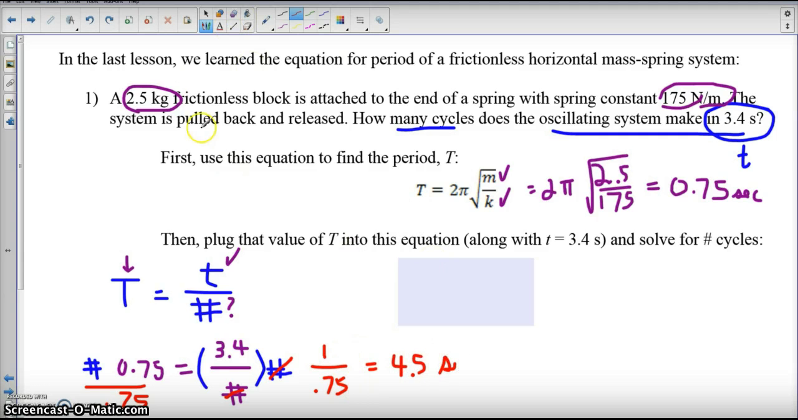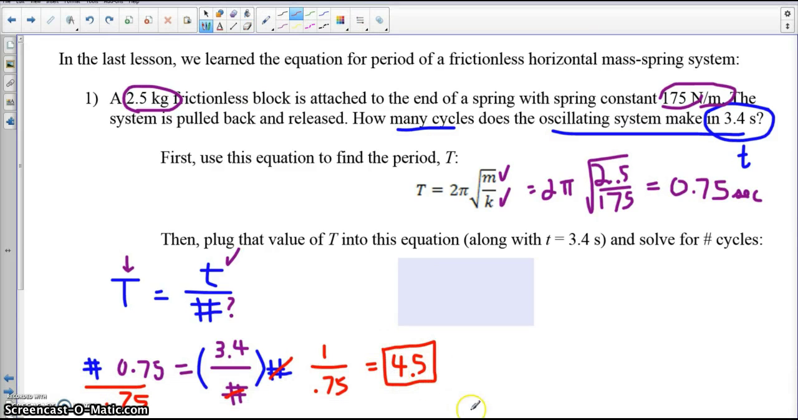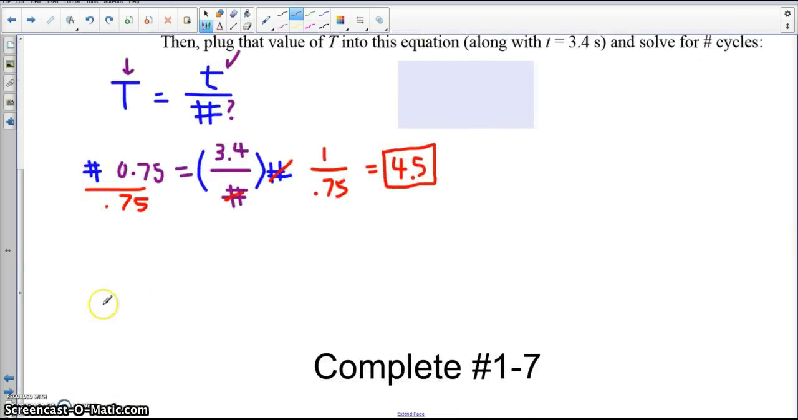And you might want to say, oh, 4.5 seconds, but that's wrong. We just found the number of cycles, and so it doesn't have units. We don't even write 4.5 cycles. We just say 4.5 is the number of cycles. So we're going to complete numbers 1 through 7.